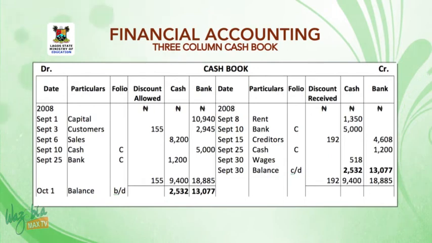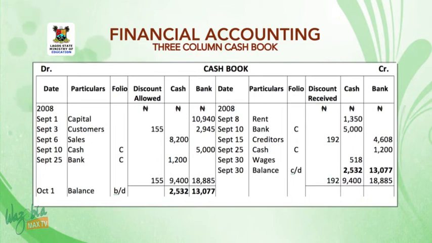Then the last transaction there, which is on the 30th, paid wages in cash, 518 naira. What happened? Money goes out. Under particulars of the credit side, you write wages. And under cash of the same side, you write 518 naira. So you have finished posting all the transactions. The next thing you do is to compute the balances.